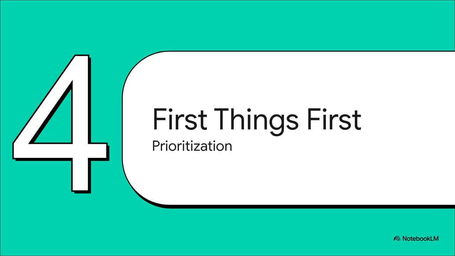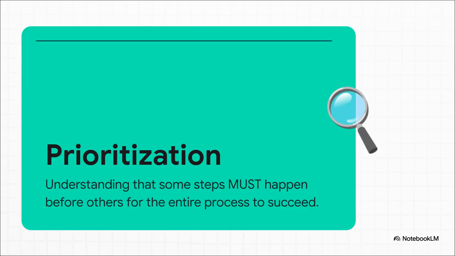And finally, let's talk about the absolute bedrock of all logic. Some things just have to happen before other things. This is all about prioritization. Really, this is just about understanding that some steps depend on others. You just can't do step B until step A is finished. In coding, they call this the order of operations, and if you get it wrong, the entire system can just fall apart.